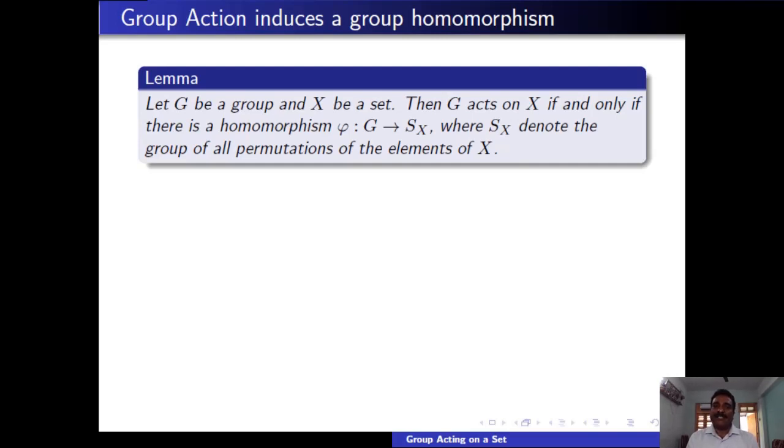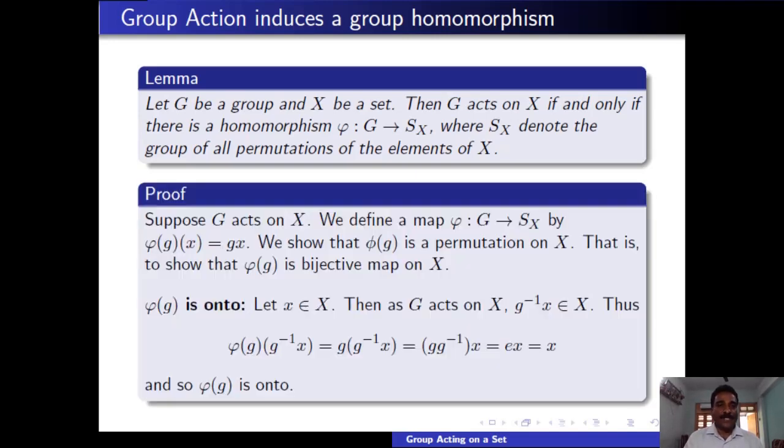Now, Sx denotes the group of all permutations of elements of X, what does that mean? Elements of Sx are maps. In fact, they are the permutations. Permutations means what? They are all bijective maps from X to X. So that means whatever be the element g in G, phi of g is a permutation on X. That means phi of g is a map from X to X, which takes some element of X to some other element of X or itself. We'll see the proof of this lemma.